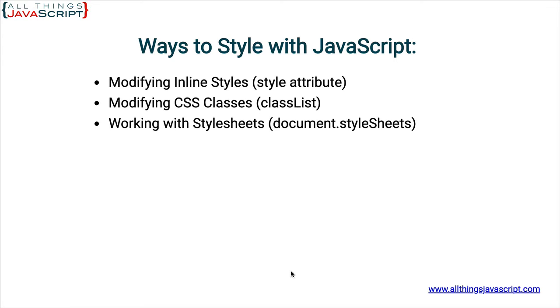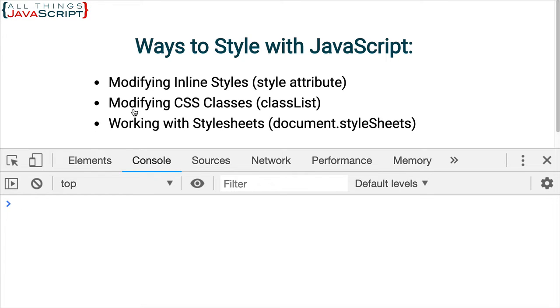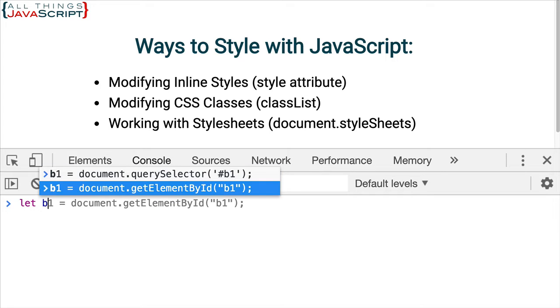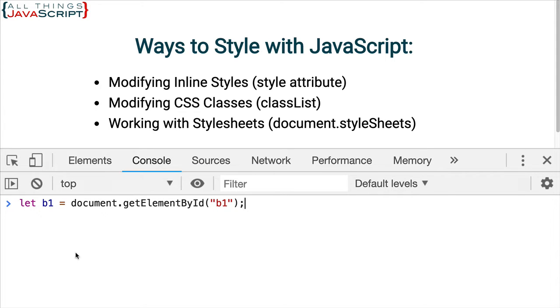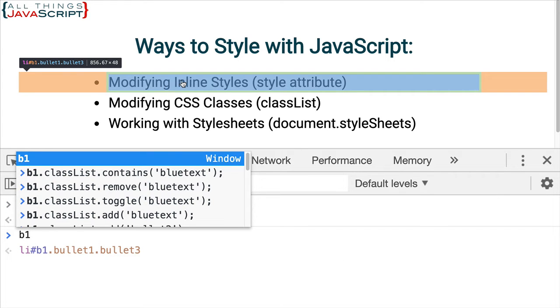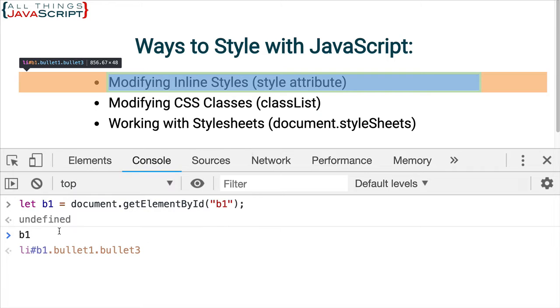So let me start off, well, first let me go to the console here, and I'm going to select this first bullet item here. And we're going to place it in a variable b1. I'll just use getElementById. The ID for that is b1. So now we have b1 defined. We can see that that is the correct element. It shows up there for us.